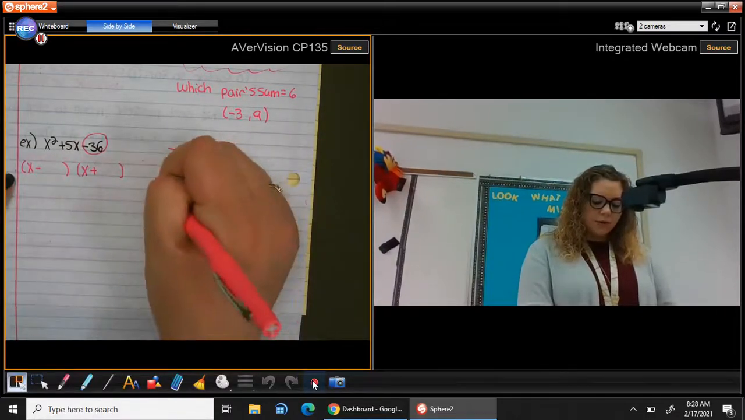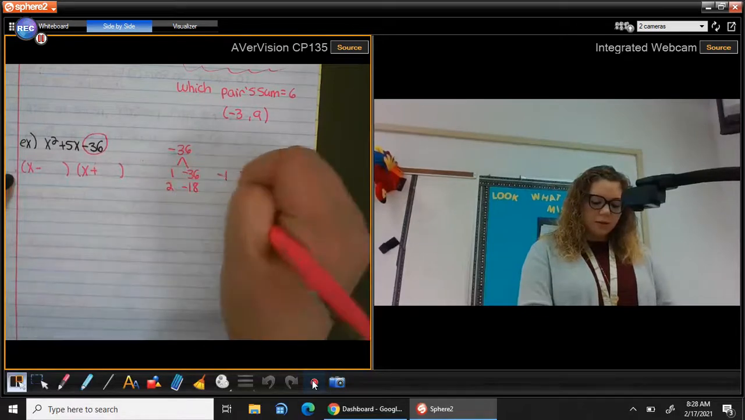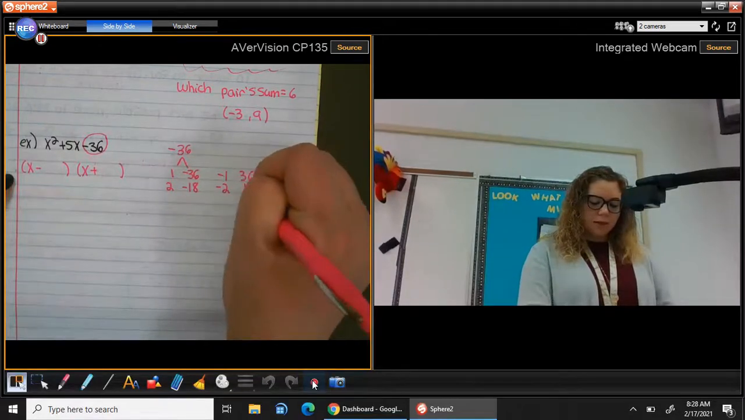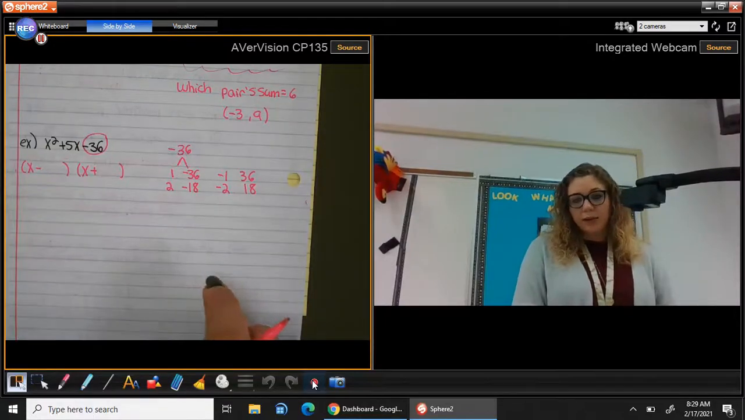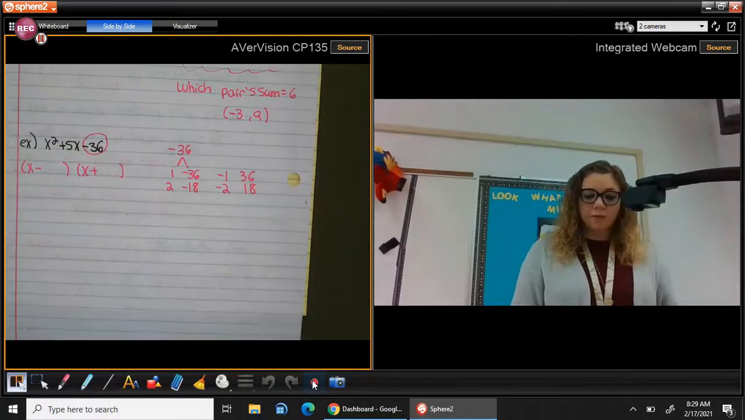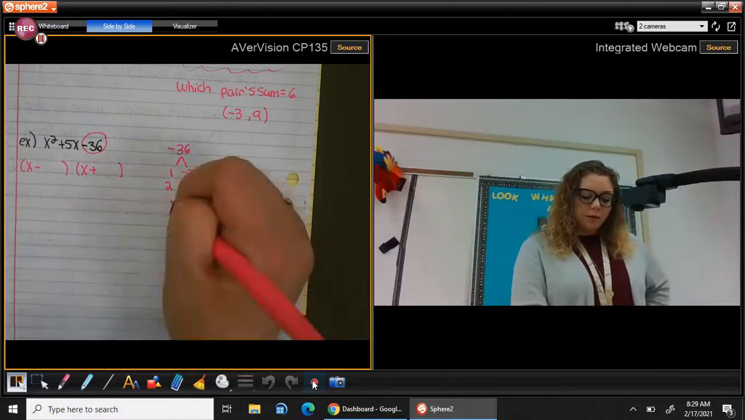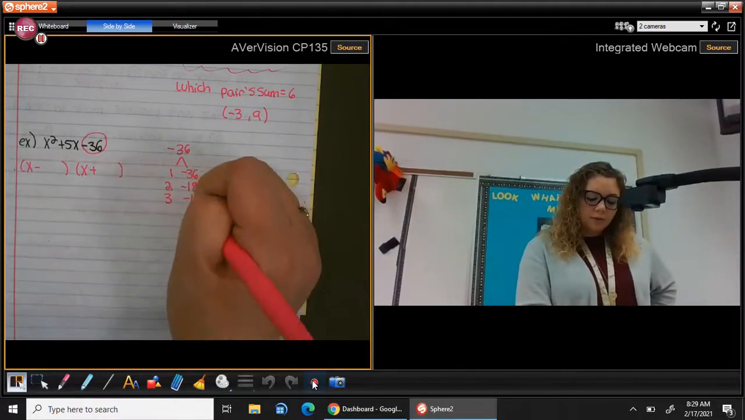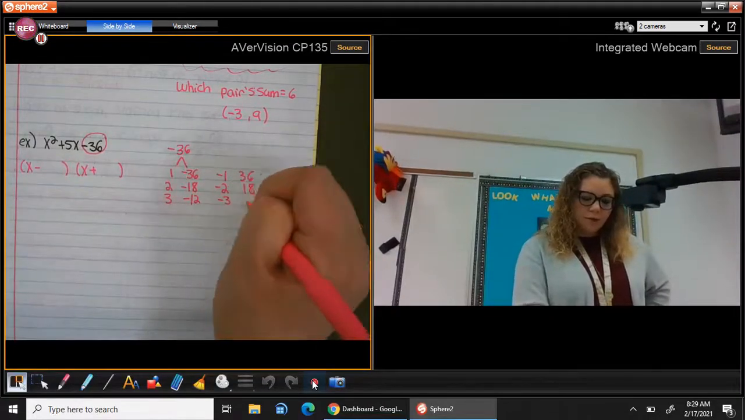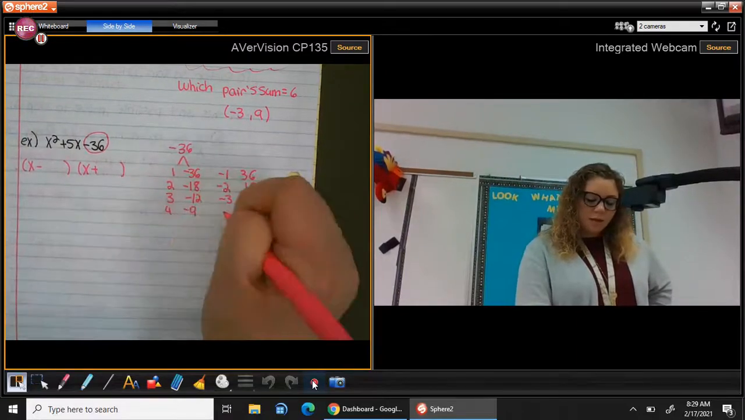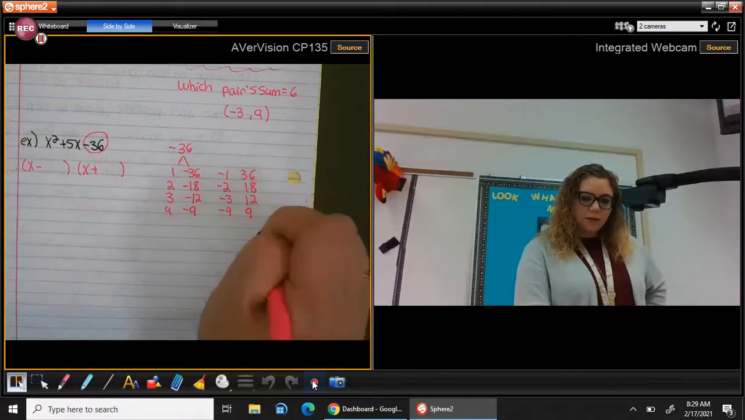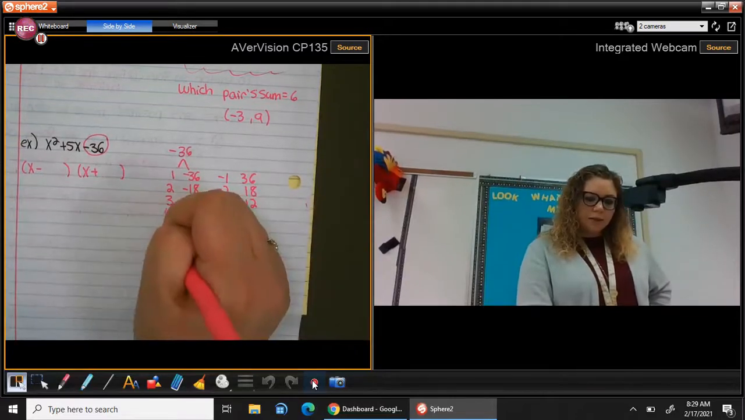I have 2 and negative 18. Then negative 2 and positive 18. We're just flipping them because it doesn't matter where your sign is. If you have different signs, it's going to give you a negative number. I have 3 and negative 12. I have negative 3 and positive 12. I have 4 and negative 9. I have negative 4 and positive 9. And then I have 6 and negative 6.